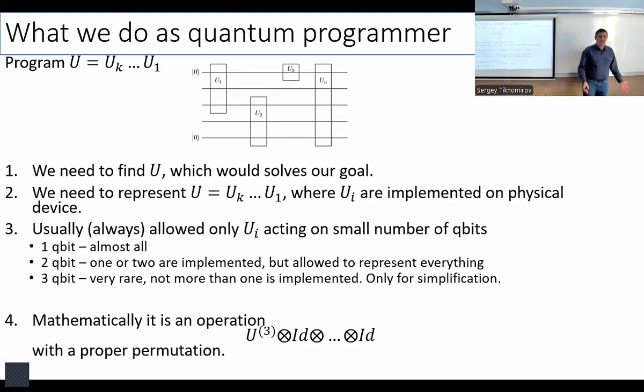Because of course, we are not going to write a matrix of the size 2 to the power n by 2 to the power n. And if you want to apply it not to the first, second, third, but any other set of qubits, you just need first to make a permutation of qubits, apply this operator, and make the permutation back.